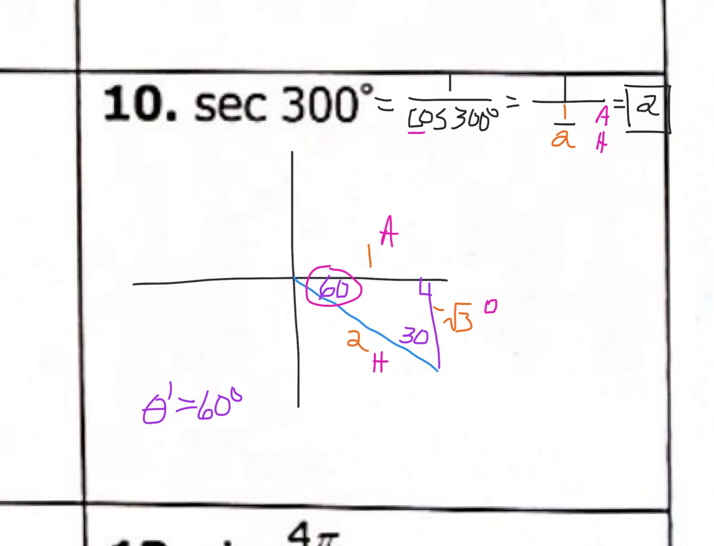And because cosine and secant are going to have the same sign in quadrant 4. Quadrant 4 is all students take calculus, so because it's calculus, cosine is the one that's positive, and so that makes sense that it's a positive 2.